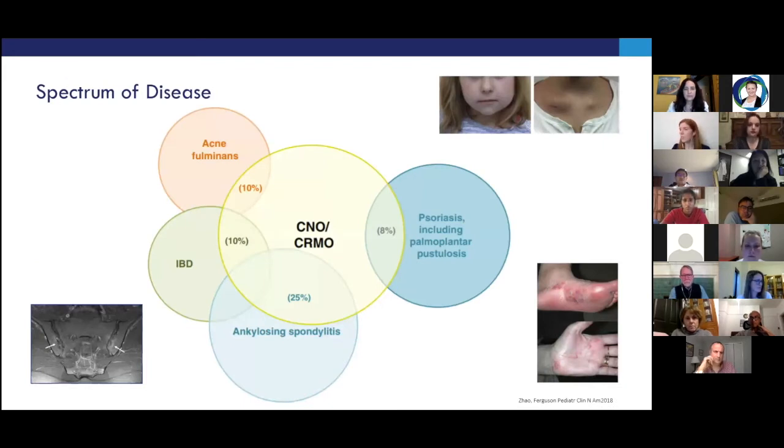So what are we dealing with in SAPHO and CNO? Are we dealing with the same disorder that presents in different age groups? Or are we dealing with distinct disorders that are just on some spectrum of the disease with different phenotypes? Patients with CNO or CRMO can have some of these other features that are similar to SAPHO, so skin involvement with acne and palmoplantar pustulosis. They can have arthritis as well, and some overlap with the spondyloarthropathy spectrum.